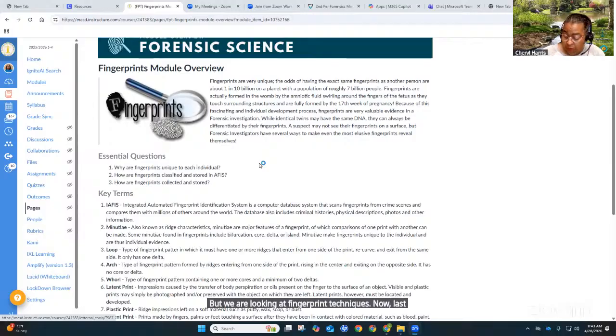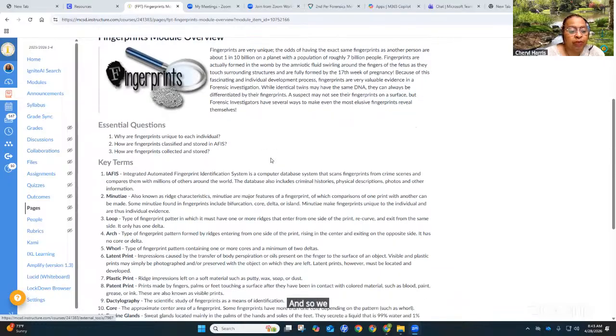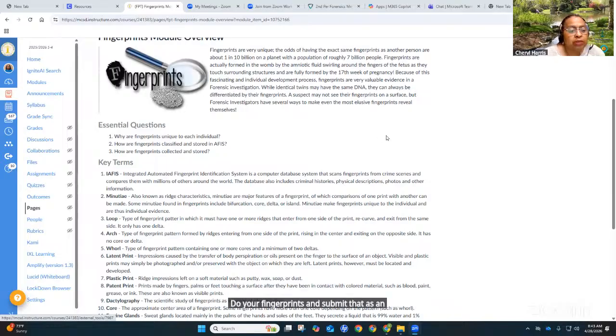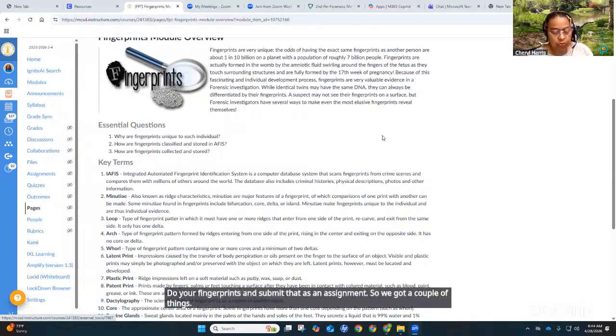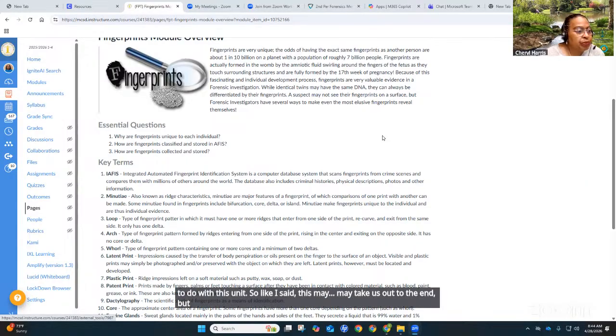Now, last time we talked about DNA fingerprinting, so we looked at DNA as the thing to identify. Now we're talking about real fingerprints, and so we are going to look at fingerprint patterns. They have vocabulary here for patterns. And then I'm going to also get you all to do your fingerprints and submit that as an assignment. So we have a couple of things to do with this unit. Like I said, this may take us out to the end, but we'll see how we progress.